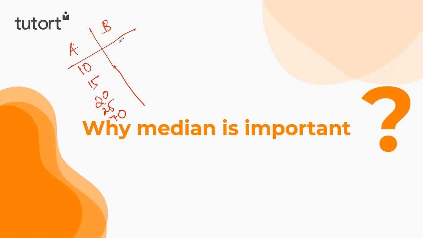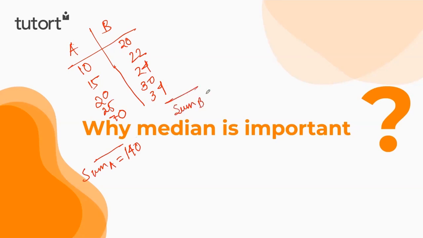In group B, let's keep it as it was. So it is 20, 22, 24, 30, and 34. So what will be the sum of A? That will be 140. And what will be the sum of B? That will be 130. Now let's calculate the mean first.